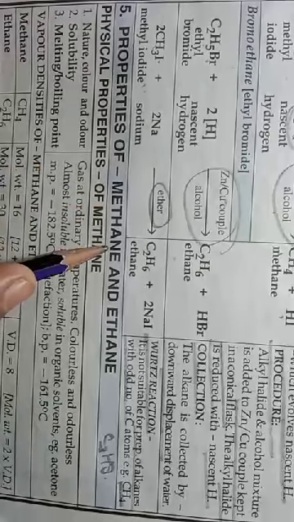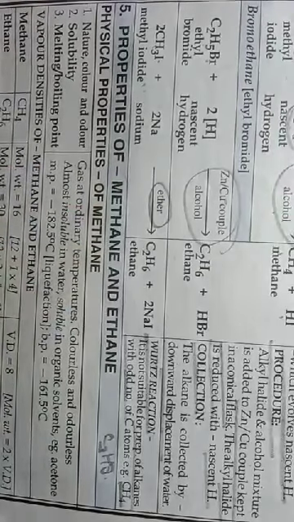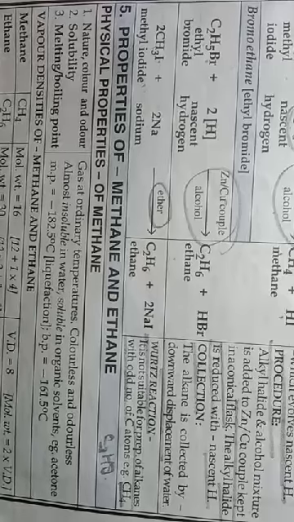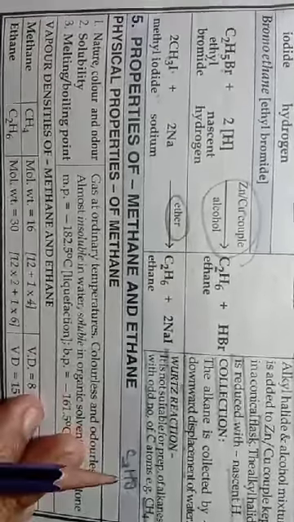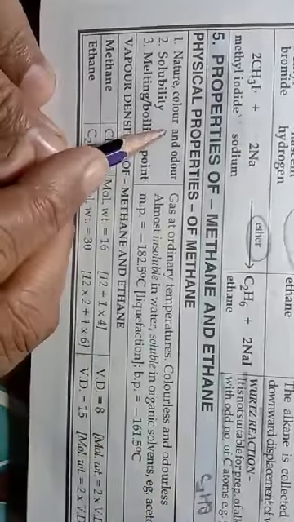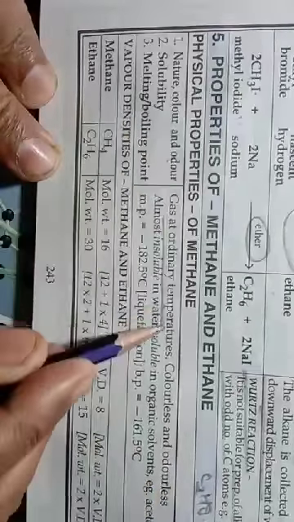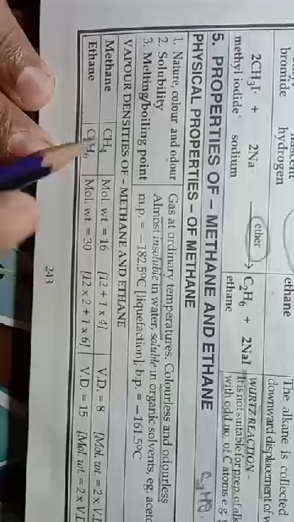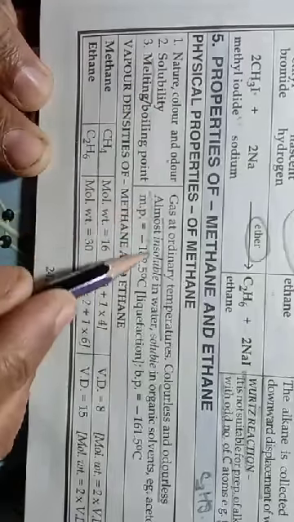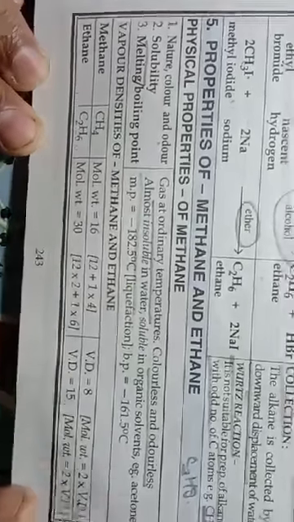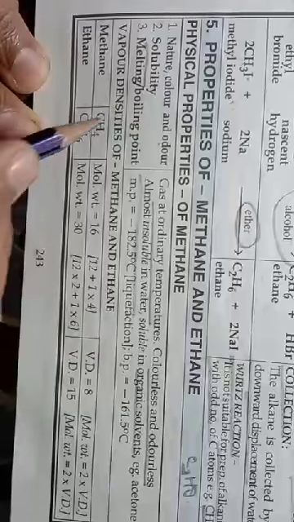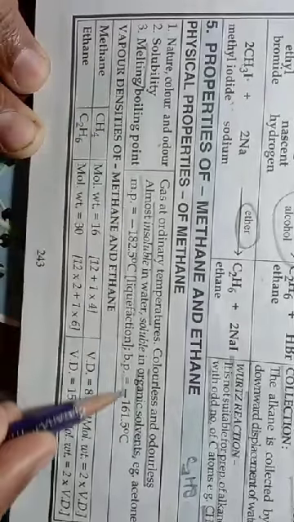Then properties of methane and ethane. Physical properties: nature, color and odor. Gas at ordinary temperatures, colorless and odorless. Solubility: almost insoluble in water but soluble in organic solvents. Melting and boiling points are given here.